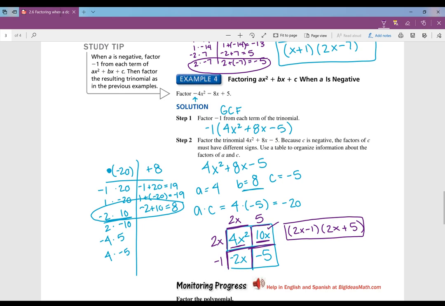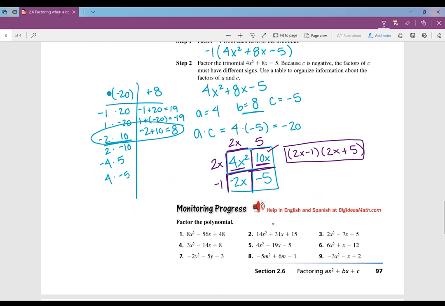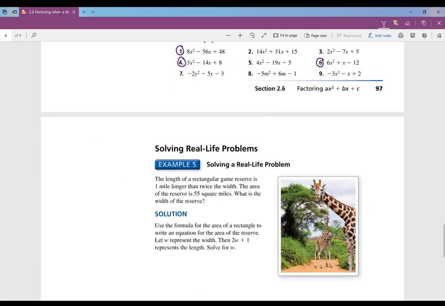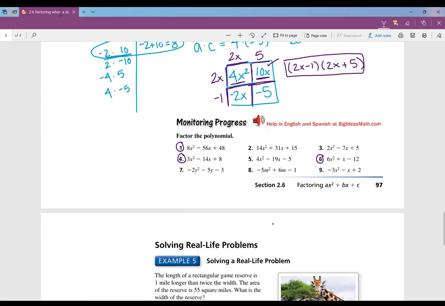All right, so now I want you guys to try some of these monitoring progress questions. Try numbers 1, 4, and 6. And we're not going to do this last page of notes, so you can use this page to show your work for the monitoring progress.